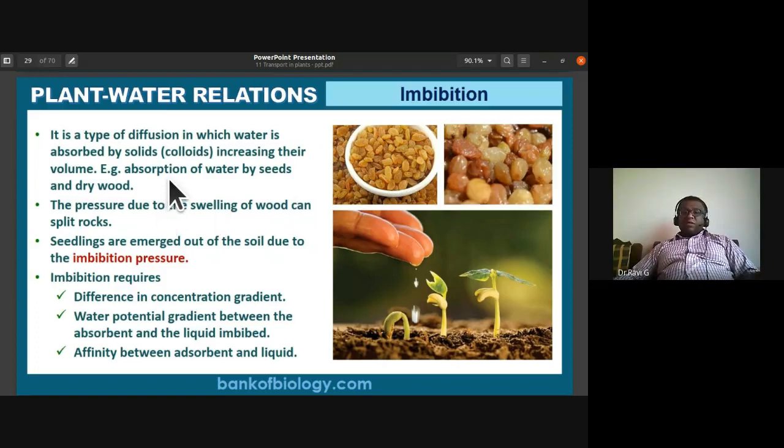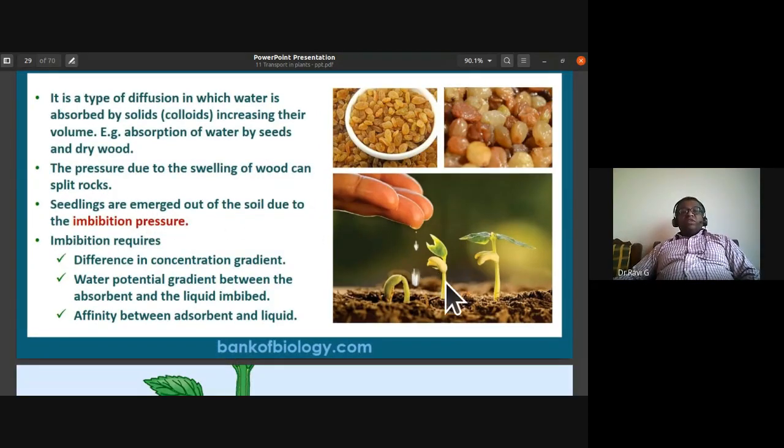It is because of imbibition. The pressure due to the swelling of wood can split rocks, which I have told you in the previous class. The seedlings emerge out of the soil. The germination of seeds is because of imbibition pressure.